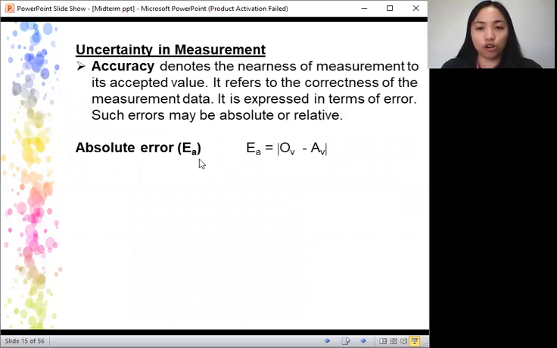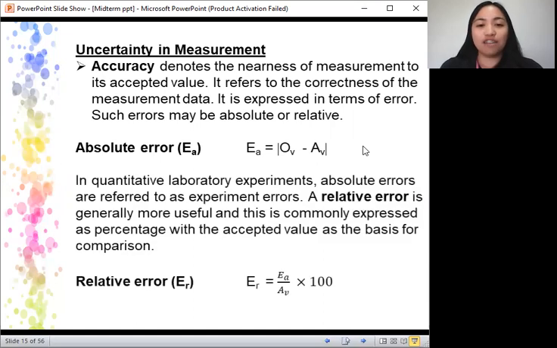For absolute error, your formula is this. Again, when you are asked for the absolute error, your answer has no sign. It should be absolute, always positive. For example, if your observed value is 16 while your accepted value is 15, your computed answer is negative 1, but you report it as 1. In quantitative laboratory experiments, absolute errors are referred to as experimental errors.